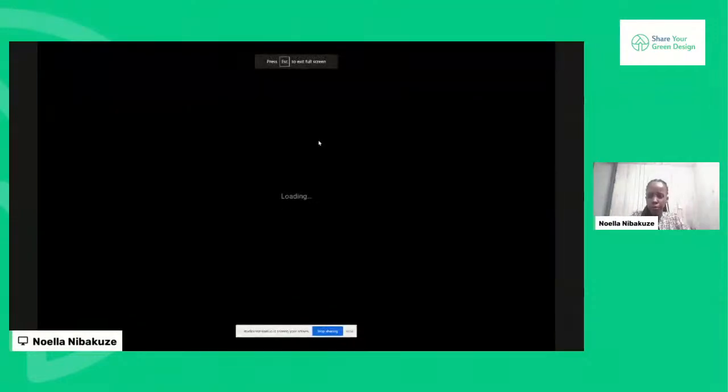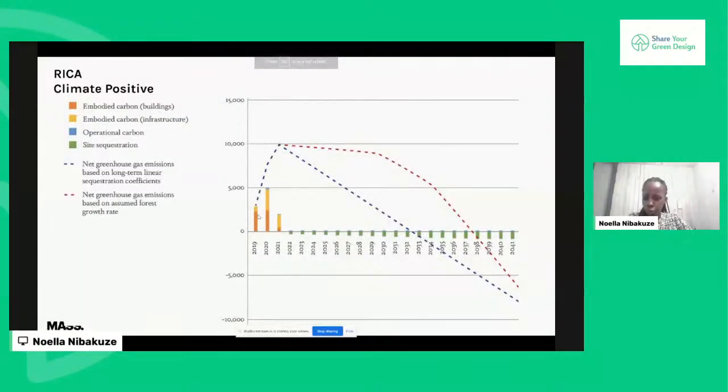Yeah, so in addition to that, we know that just reducing or minimizing the embodied carbon is not enough, but we also need to account for the future. I might admit we might not be able to do this on all projects, but for Rika, we actually planted 40 hectares of native trees, which will offset the greenhouse gas emissions, actually making Rika climate positive by 2040.